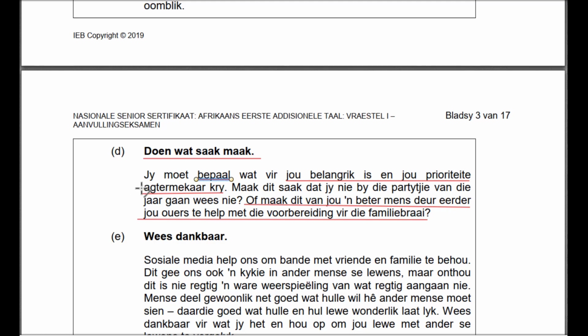You need to get your priorities straight. Does it really matter that you won't be attending the party of the year? Or does it make you a better person to rather help your parents with preparation for the family braai? So it's up to you to prioritize which one is more important.